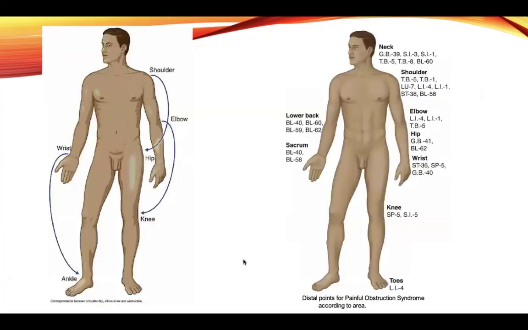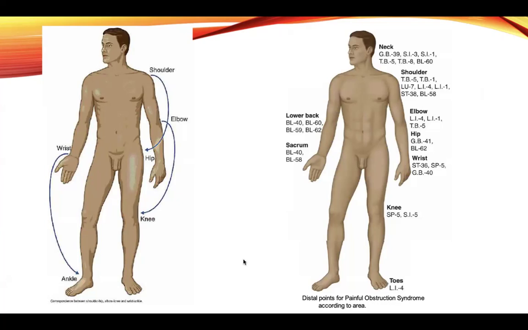So we have here the distal points also for painful obstruction syndrome according to area. For the neck, we have GB39, SI3, SI1, TB5, TB8, and bladder 60. For the shoulder, the distal points are TB5, TB1, lung 7, LI4, LI1, stomach 38, bladder 58. For the lower back, we have bladder 40, 60, 59, and 62. For the sacrum, we have bladder 40 and 58.